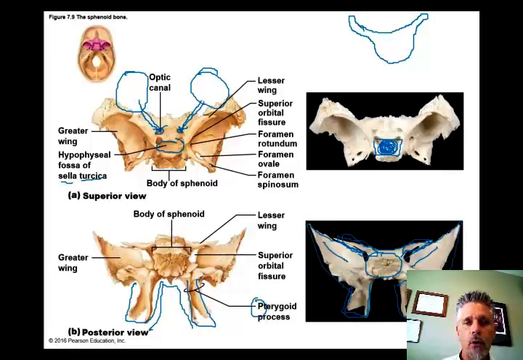There's some additional holes, if you will, that you can see down below. This one here is called the foramen ovale because it's oval shape. The one that's posterior and lateral to it here is called the foramen spinosum. And then anterior to it is called the foramen rotundum. So rotundum, ovale, and spinosum.